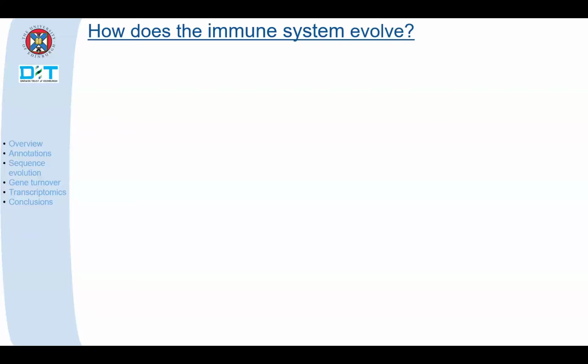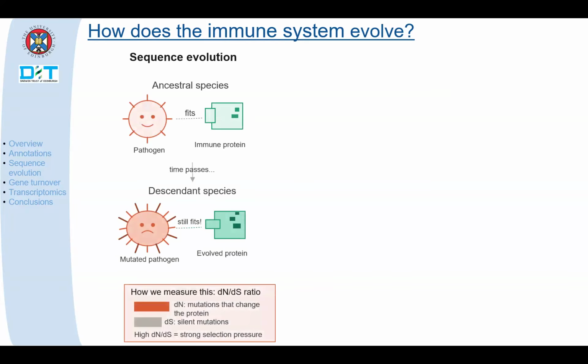So how does immune gene evolution actually happen, and how do we measure it? First, genes can evolve through sequence changes, like mutations and substitutions that accumulate through time in response to pathogen pressure, like an arms race with pathogens. And we measure this with dN/dS. dN/dS is the ratio of non-synonymous to synonymous substitutions, and a high dN/dS indicates that the protein is evolving rapidly.